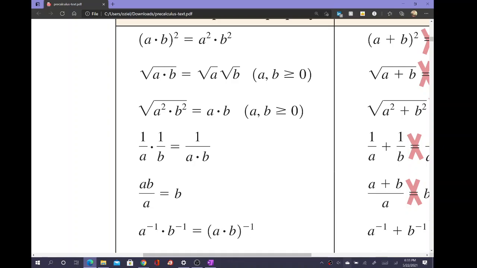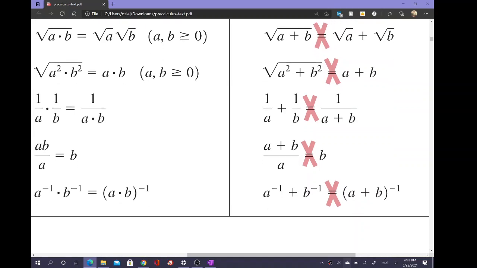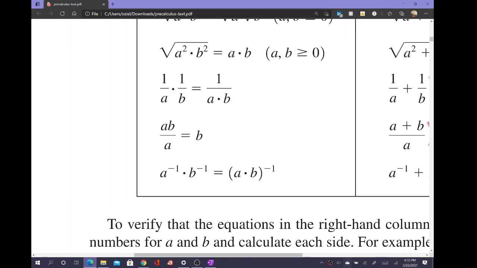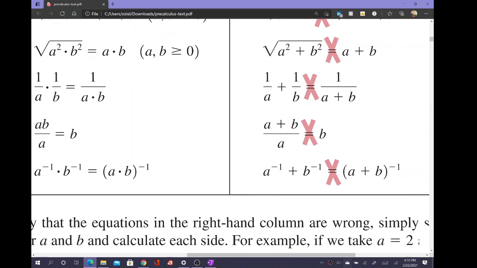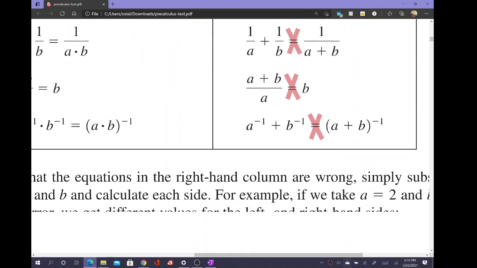ab over a is b. Yes, it is, because, again, the product and the quotient, they cancel out. So you can cancel this out and get b. However, a plus b all over a is not b. You cannot do this. This is not true, right? A to the negative 1 times b to the negative 1 is a times b to the negative 1. Yes, that's true. However, a to the negative 1 plus b to the negative 1 is not a plus b to the negative 1, because, again, anytime you have addition, you cannot distribute the exponent, okay, the power.